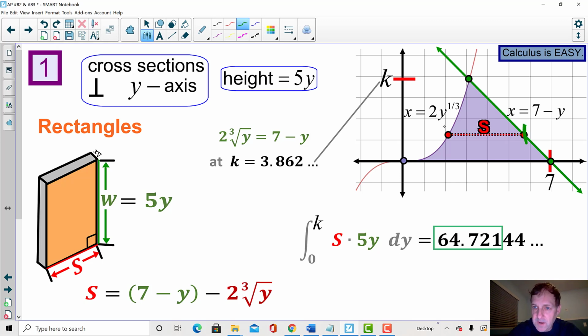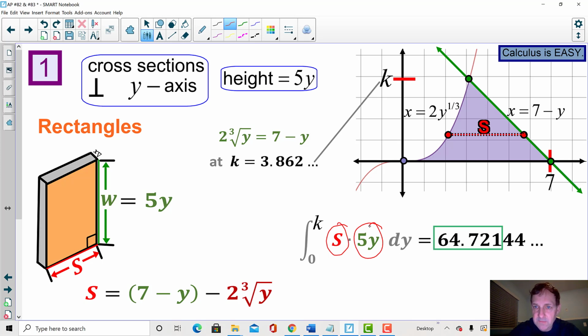So if I do the right minus the left, my s is going to be the right, which is 7 minus y, and then minus the left. And the left is 2 times the third root of y. And that's pretty much it. Our rectangle is going to be just the s times the 5y.